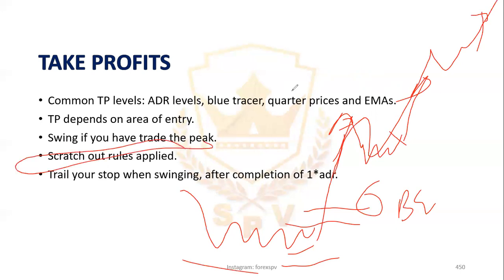So scratch out rules apply, and we've talked of the scratch out rules on the reversal. So if you see that there are confluences depicting that price would reverse, then you can scratch out your trade.